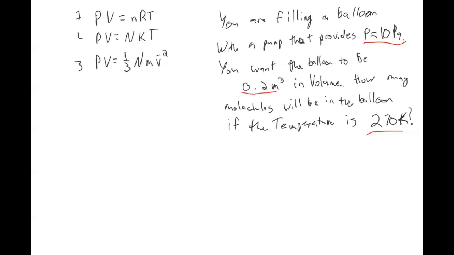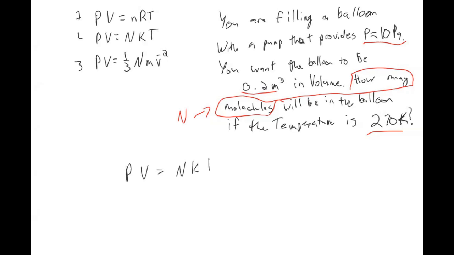And we want to know the number of molecules, which would be N. So which equation would we pick? 1, 2, or 3? 2, right? So if we pick equation 2, solving for N, pressure times volume over kT.